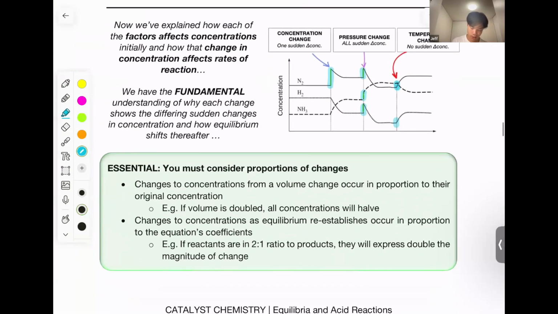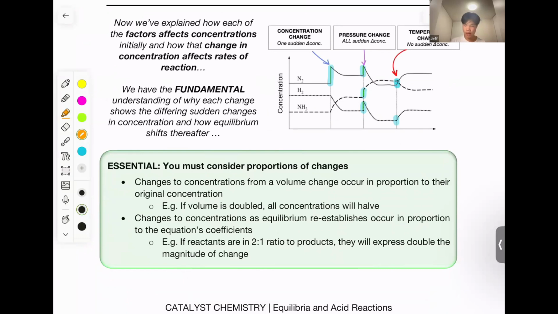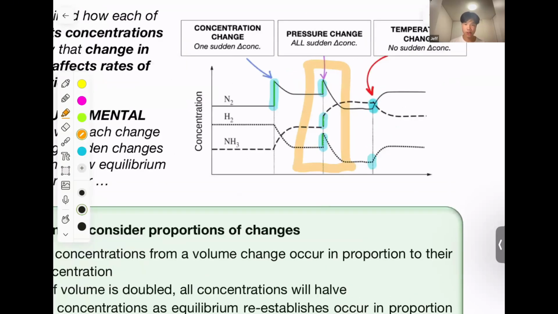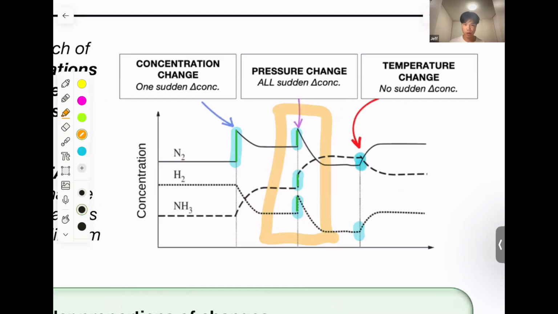The only other thing I'll get you to consider is when you make a pressure volume change, the proportion of change should be reflected in the sudden changes. So this graph is actually slightly wrong. There's a slight mistake, in my opinion, on this part of the graph. They're showing that the concentration change from the pressure change is all equal. But this is not the case.